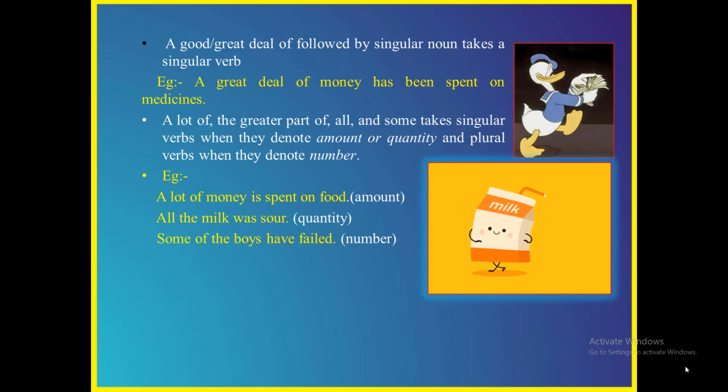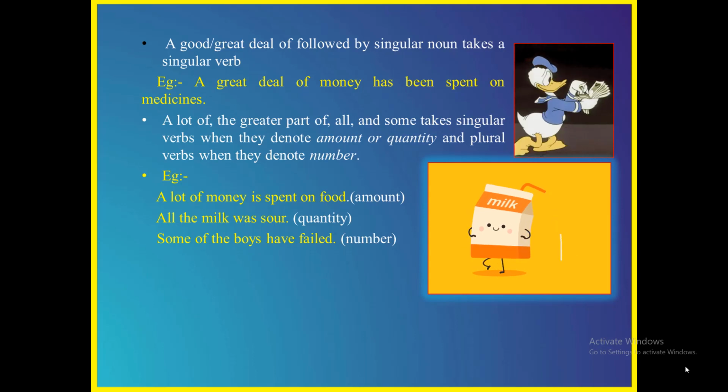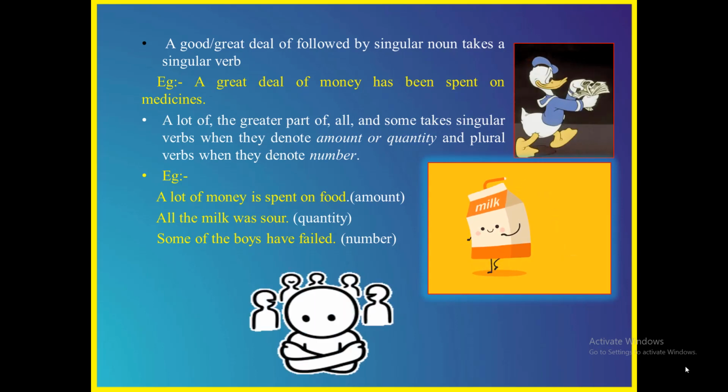So if you're framing a sentence using words like a lot of and all followed by an uncountable noun, you are supposed to use only a singular verb. And if you're framing sentences with some and a countable noun, then you are supposed to use a plural verb. I hope it's clear to all.